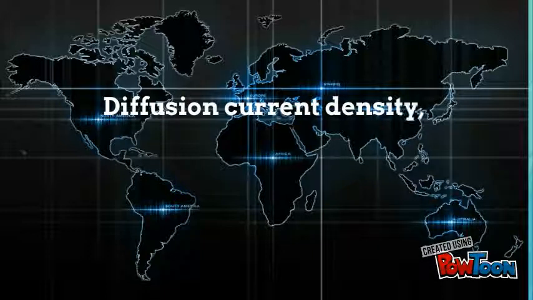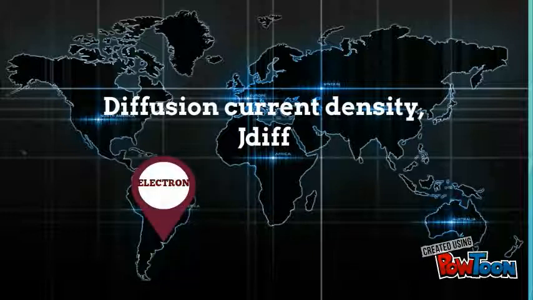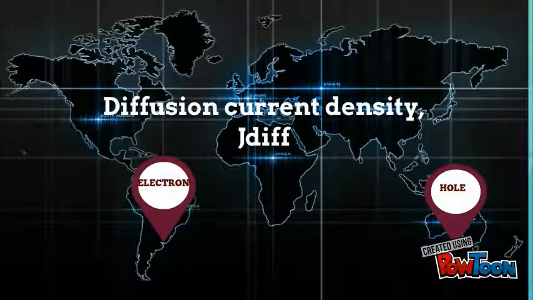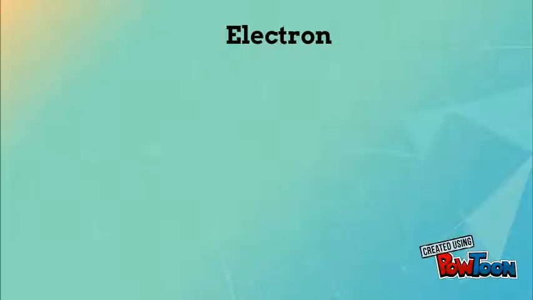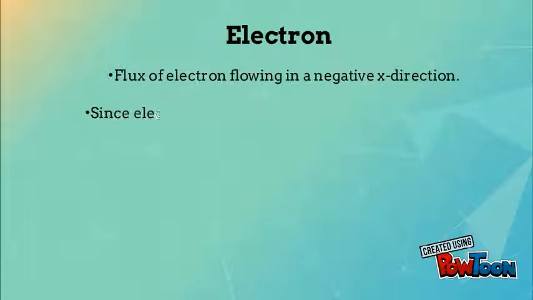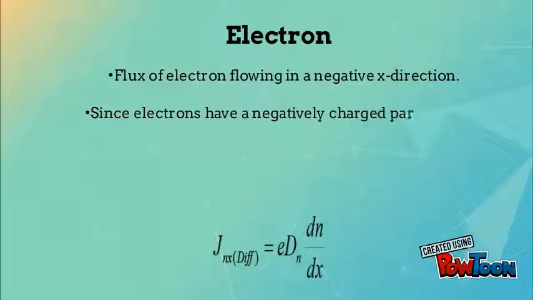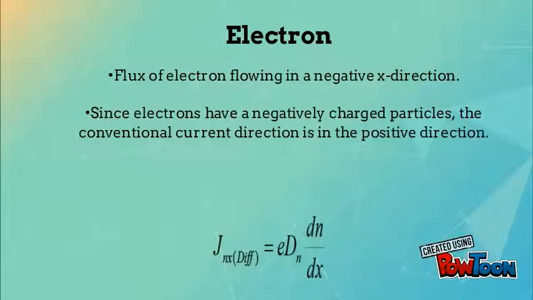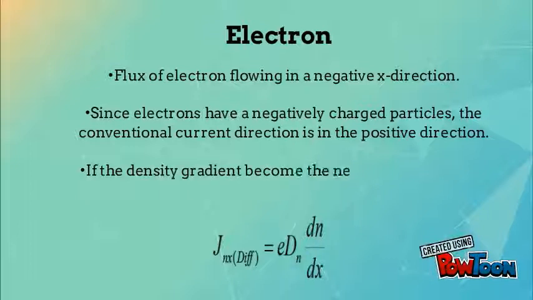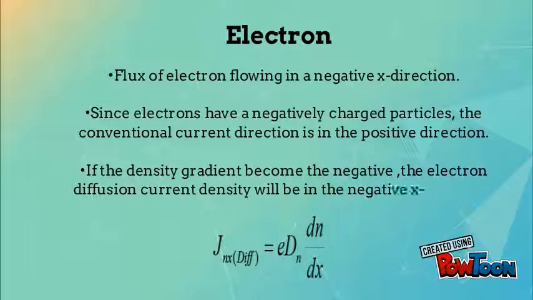Diffusion current density. There are two mechanisms of diffusion current density. That is, diffusion current density of electron and diffusion current density of hole. Diffusion current density of electron. Flux of electron flowing in a negative x direction. Since electrons are negatively charged particles, the conventional current direction is in the positive direction. If the density gradient becomes negative, the electron diffusion current density will be in the negative x direction.